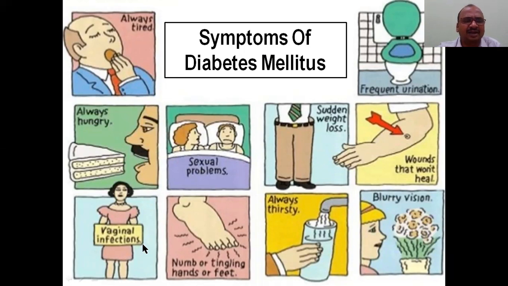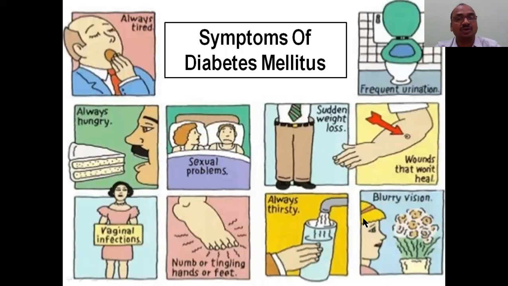Okay. And vaginal infections for women, sexual problems for men, numbness or tingling of the hands or feet. Numbness is a very big symptom. Sudden weight loss, you will become lean. All these factors you can observe in sugar. This is very important. Hunger is important. Okay, these three are the main ones.